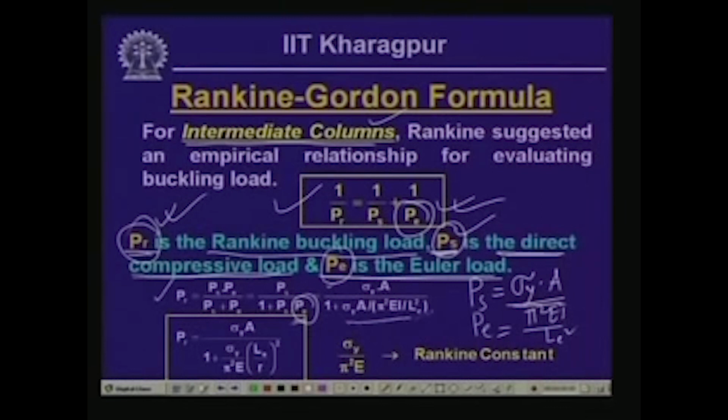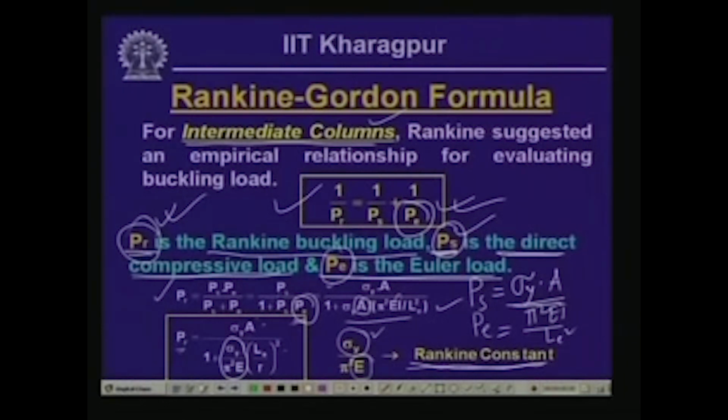So, that is what is substituted here, and replacing I in the Euler's critical load formula with A r square, we get PR is equal to sigma y times A by 1 plus sigma y by pi square E times L E by r square. Now, here this sigma y by pi square E, which is dependent on the material, the yield stress of the material and the modulus of elasticity of the material, is commonly termed as Rankine's constant.